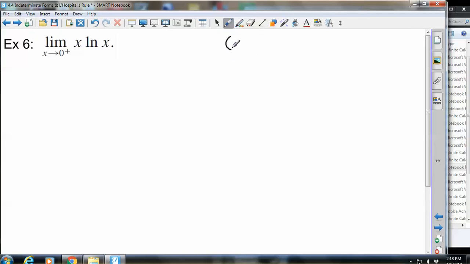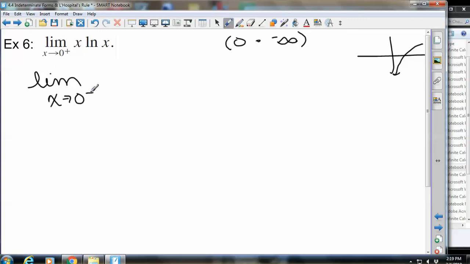Alright, if I'm just looking at this, as we are approaching 0 from the right, x is going to 0, and for the natural log, we've already talked about, the graph looks like this. As you're approaching 0 from the right, this is going to negative infinity. So we are going to rewrite this as a quotient. Would you rather put the reciprocal of x or the reciprocal of natural log on the bottom? Probably the x. So we'll do natural log x divided by 1 over x, because we can't change the problem.